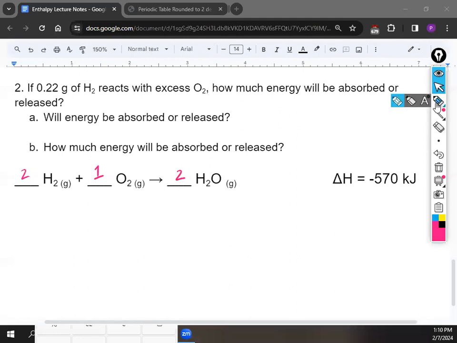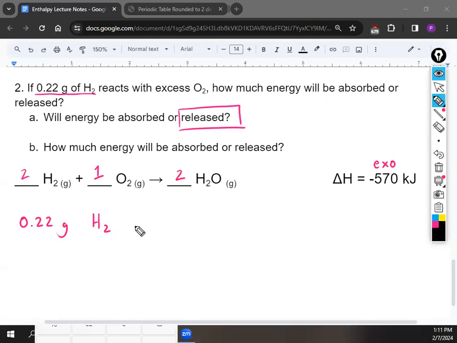Is this an exo or endothermic reaction? Yeah, this is exo because the enthalpy is negative. So energy will be released. So in a couple minutes, when we run the reaction, you should see energy being released from the reaction, okay? All right. Our starting number is 0.22 grams of H2. So we're going to write down 0.22 grams of H2.